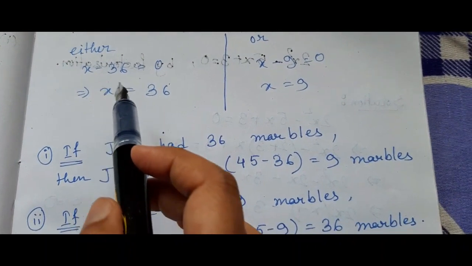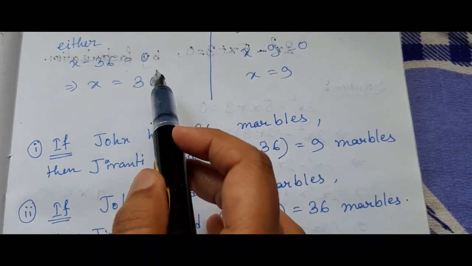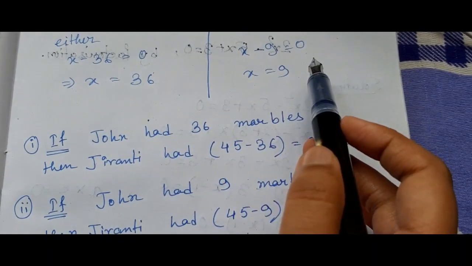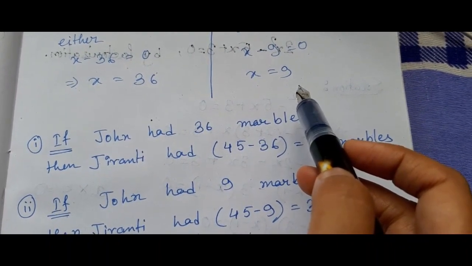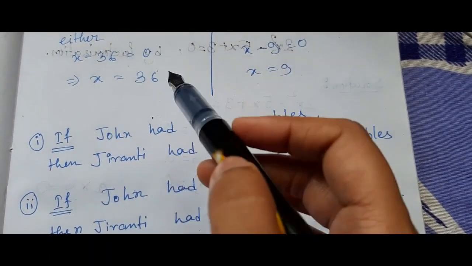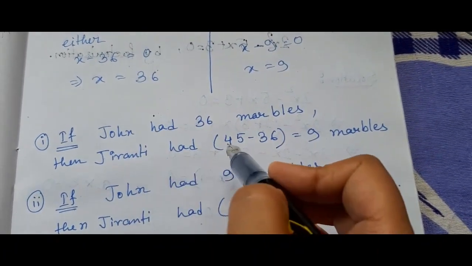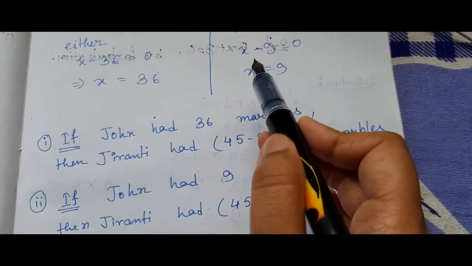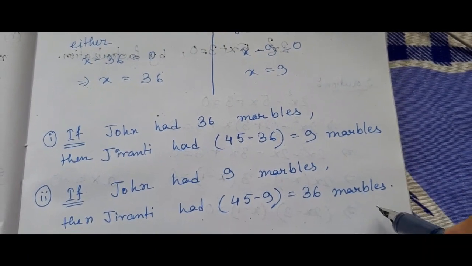Again, by the same argument, we can say that either x minus 36 equal to 0 or x minus 9 equal to 0. If x minus 36 equal to 0, the value of x will become 36. If x minus 9 equal to 0, the value of x becomes 9. Now what is x? x was the number of marbles John had. So if John had 36 marbles, then Jivanti will have 45 minus 36, that is 9 marbles. And if John had 9 marbles, then Jivanti had 45 minus 9 equal to 36 marbles.